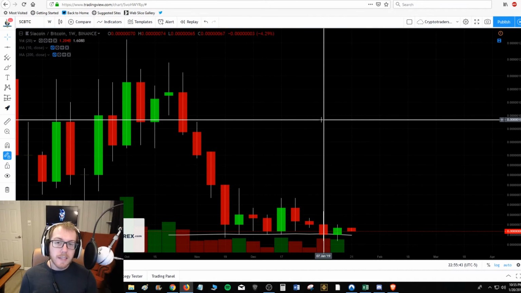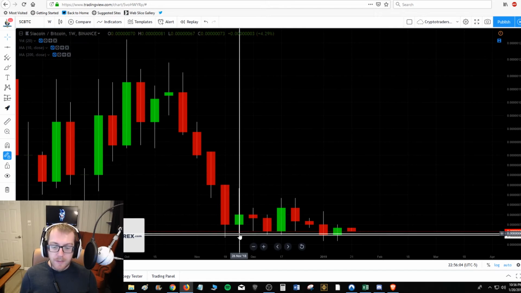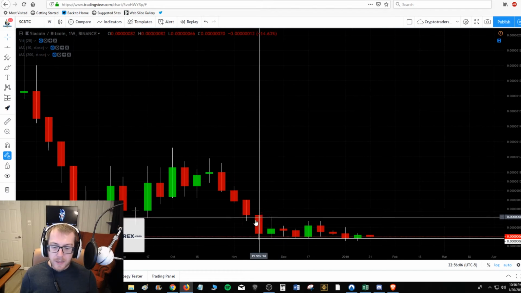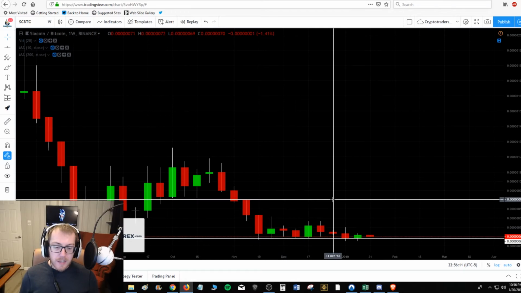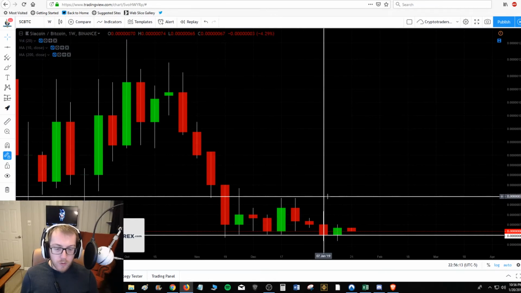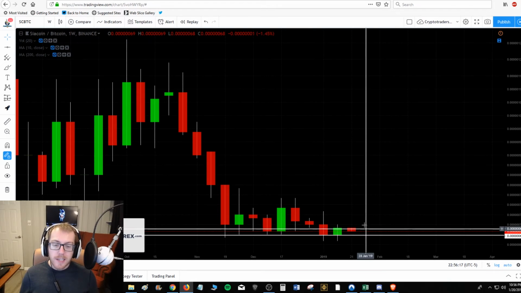If it looks bullish on the daily chart, I'll look for an entry on the 4 hour or the hourly. What I'm noticing here on the Siacoin chart is that every week over the past couple months, ever since November, it has been riding on this support line. If we were looking to take a position, we would want to get in as close to this line as possible.